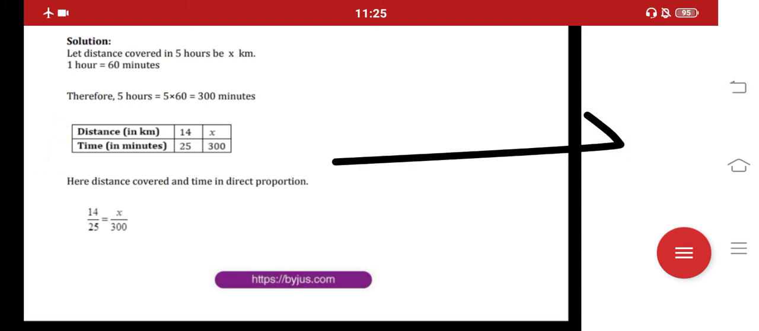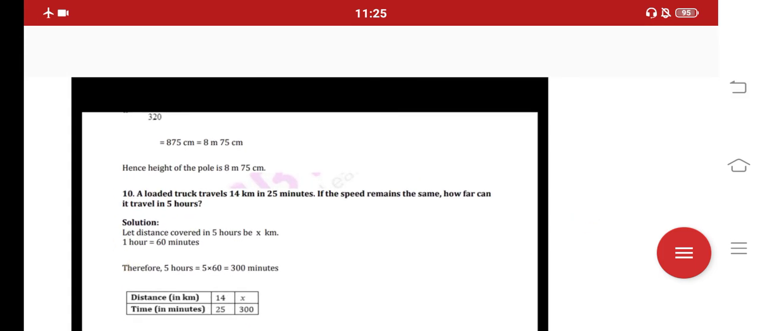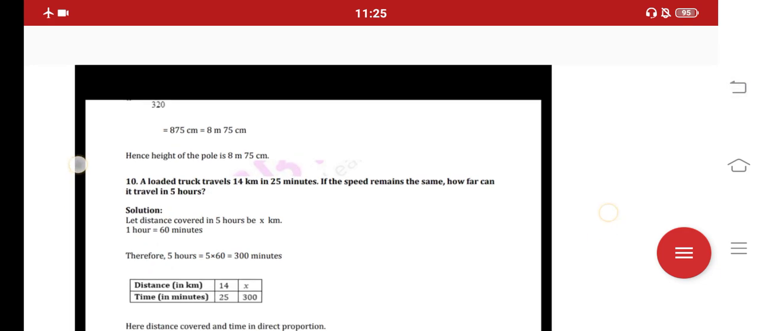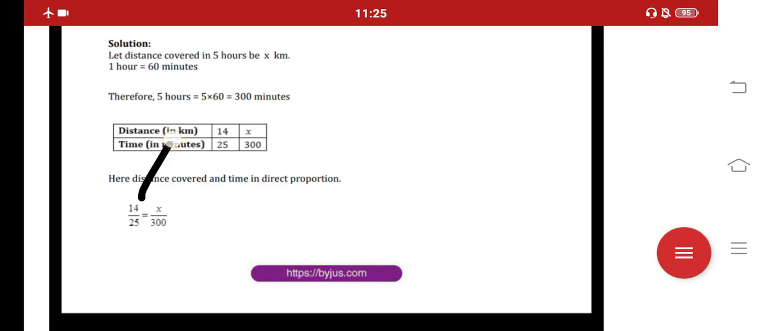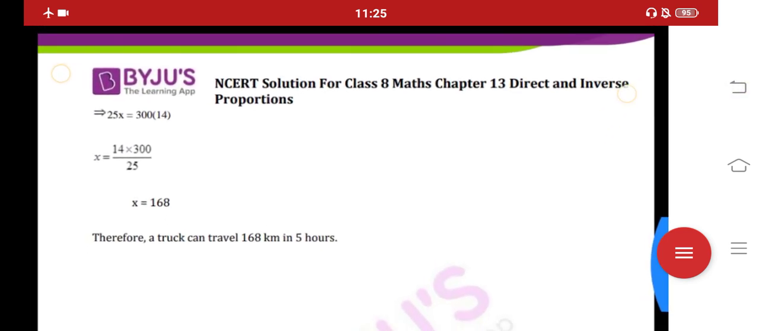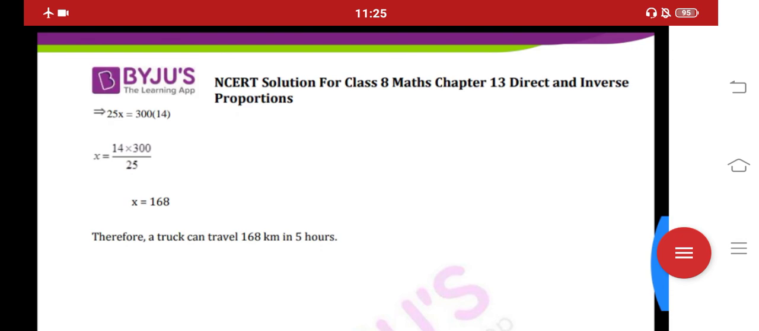See, in the question it is asked 25 minutes and here it is given in hours, which means we have to change the given hours into minutes. So 1 hour equals 60 minutes, so 5 hours equals 5 into 60, which is 300 minutes. So we have converted every time unit into minutes. So distance covered is 14 kilometer in 25 minutes. How much distance will it cover in 300 minutes? So what is the value of x? The value of x is 168 kilometer.